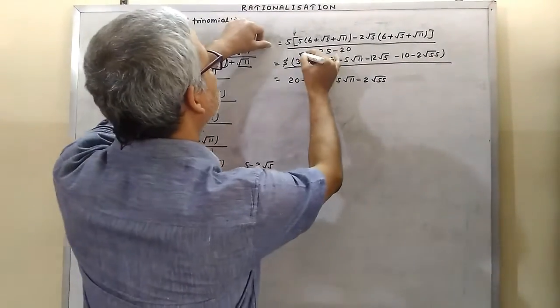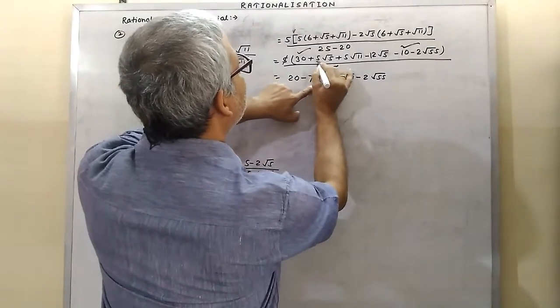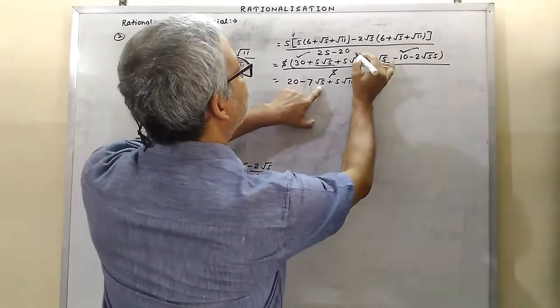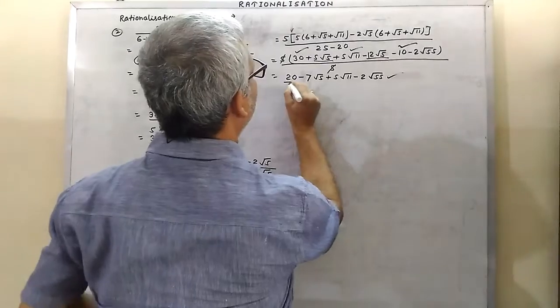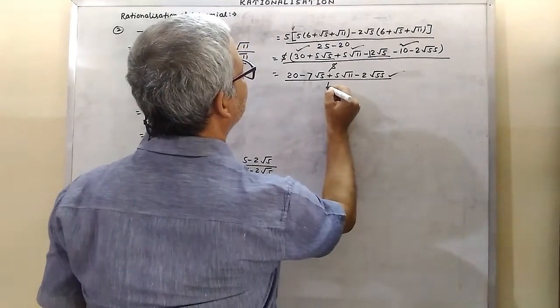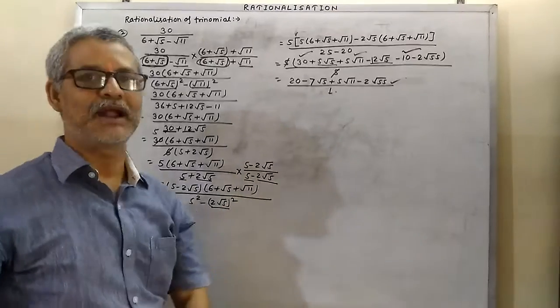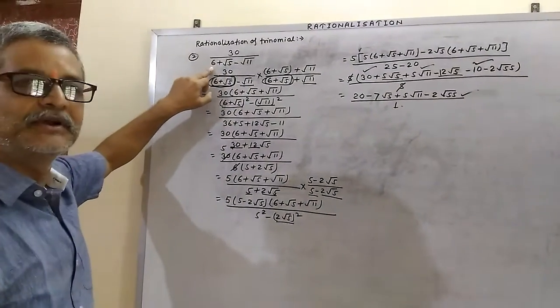Now what remains here is 30 minus 10, that is 20. 5 root 5 minus 12 root 5, that is minus 7 root 5. 5 root 11 minus 2 root 55, and the denominator is 1, so 1 we do not need to write down. So this is the rationalization of a trinomial when two terms are irrational and one term is rational.